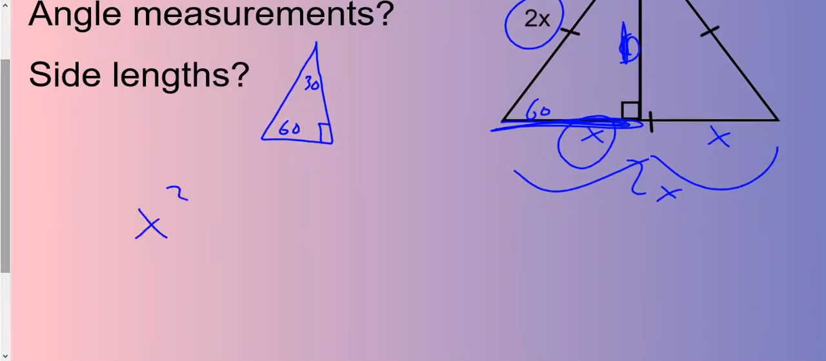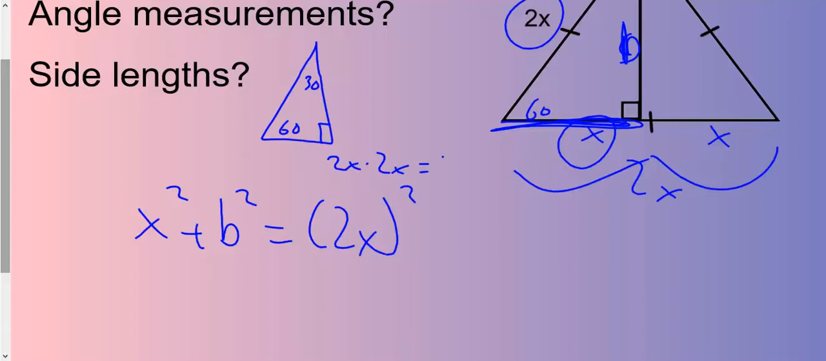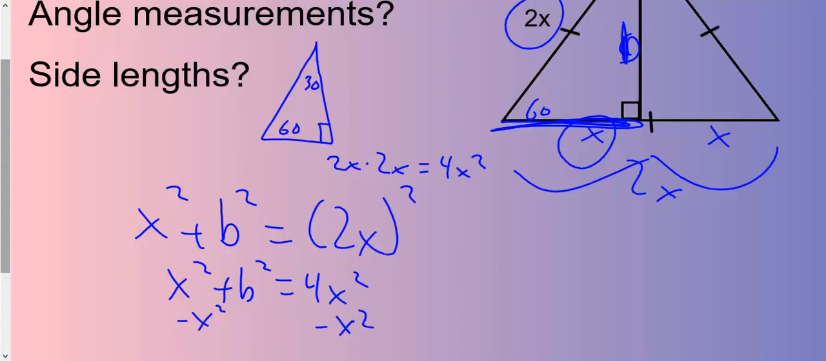I'm going to apply the Pythagorean theorem again. x squared plus b squared equals (2x) squared. So (2x) squared is 2x times 2x, which is 4x squared. So I have x squared plus b squared equals 4x squared. And then I'm going to subtract an x squared from both sides. And that leaves me with b squared equals 3x squared.